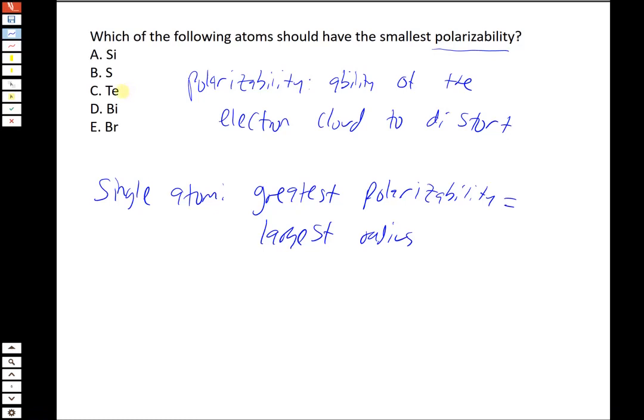These three here are all in lower rows of the periodic table. Silicon and sulfur are in the same row, the third row of the periodic table. Sulfur is to the right, so it would be the smallest and the least polarizable.